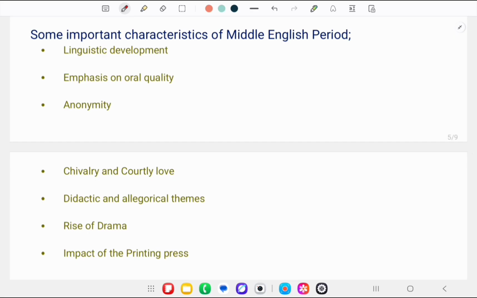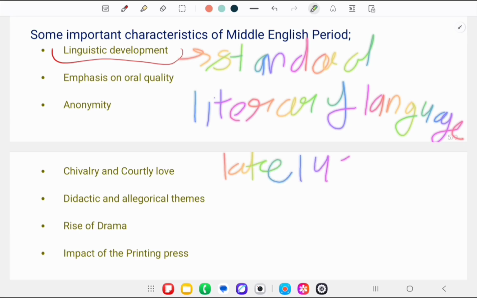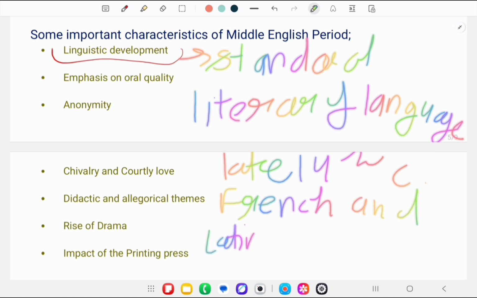And after that, we will talk about some important characteristics of the Middle English period. So first one is linguistic development. The period began with Norman French as the prestige language of the court, but Middle English gradually gained legitimacy, becoming a standard literary language by the late 14th century, heavily influenced by French and Latin vocabulary.